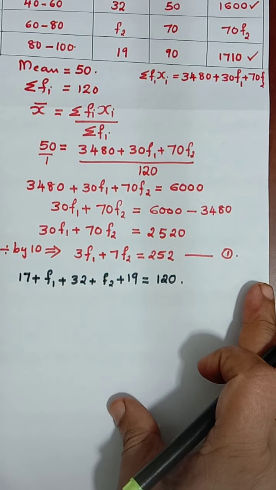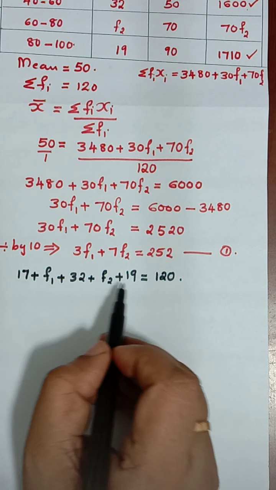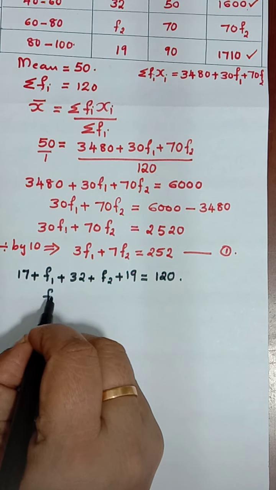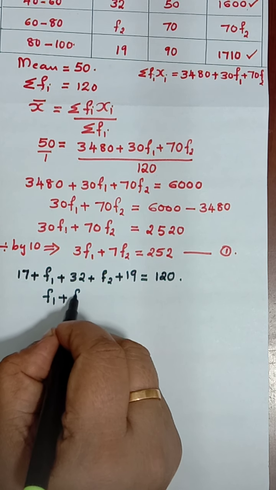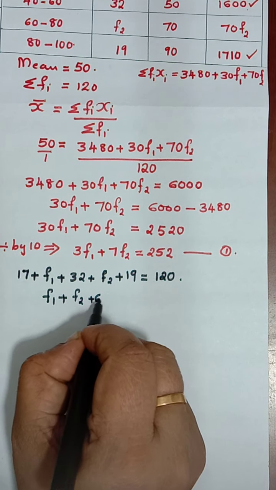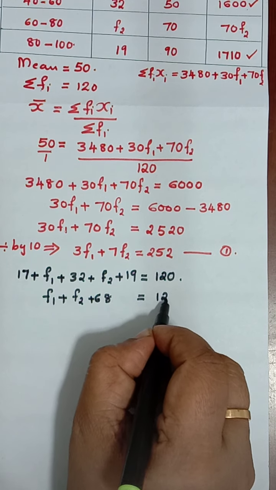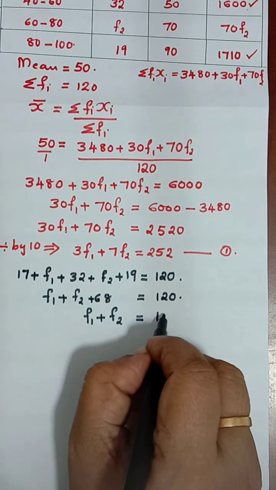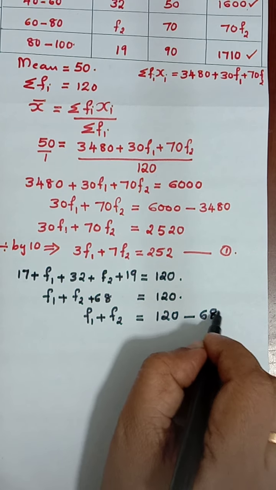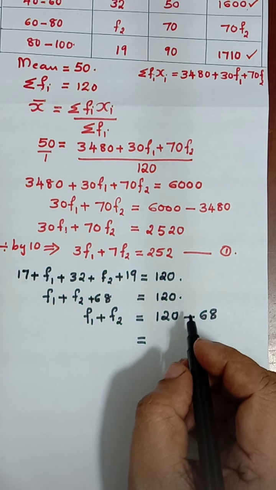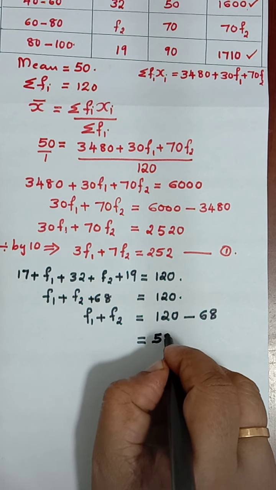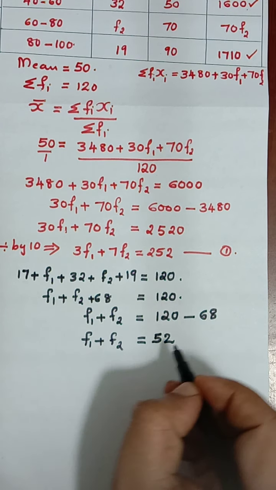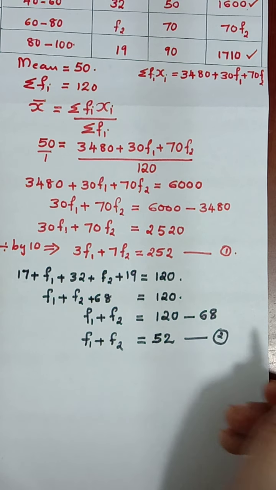So here also the numerals we will be adding now. 17 plus 32 plus 19. What is that? Isn't it 68? So here we have F1 plus F2 plus 68 is equal to 120. Therefore, F1 plus F2 is equal to 120 minus 68. Subtract. What do we get when we subtract? We are getting it as 52. Do all the calculation. F1 plus F2 is equal to 52. This is our second equation.